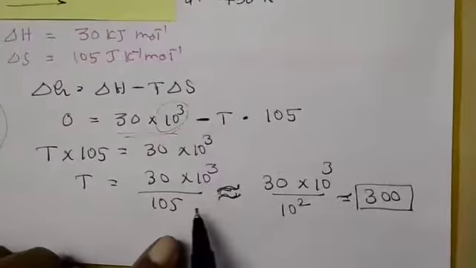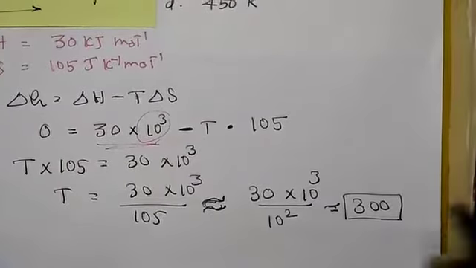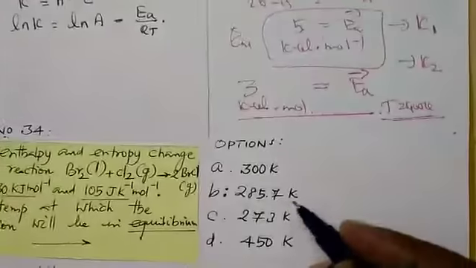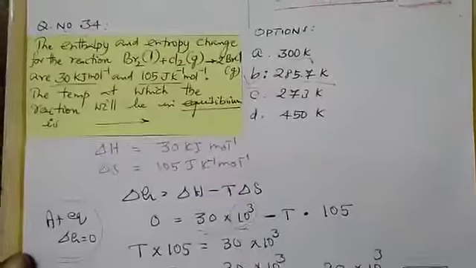Now a simple one. 100 gives 300. If you are increasing 100 to 105, it decreases from 300. That means less than 300. Your answer, less than 300, is 285.7. Thank you, children.